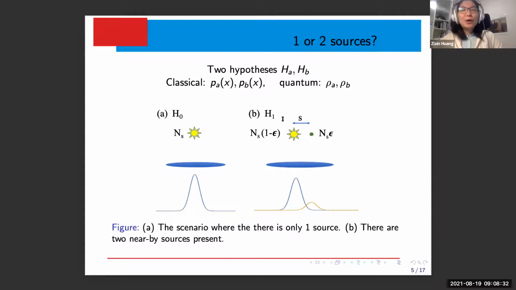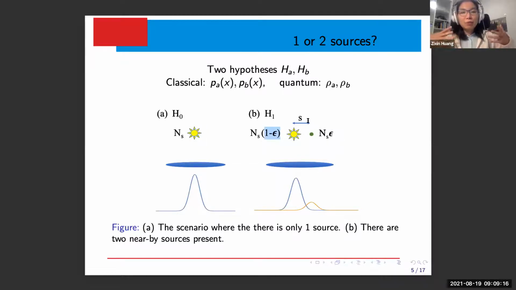Okay, so now we can quantify the problem. The problem is a hypothesis testing task. So you have two hypotheses, HA and HB, where HA corresponds to the null scenario, where you have just a star and no planet. Whereas in HB, hypothesis B, you have the scenario where you have a star and within its proximity S, there is a planet. And the planet has relative intensity epsilon, and the star has relative intensity 1 minus epsilon.